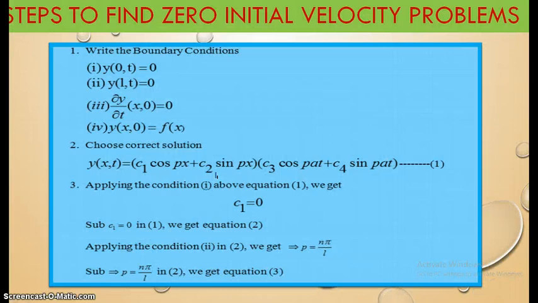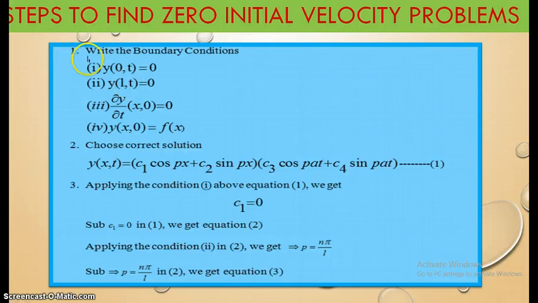So next we shall go through the steps to solve the one-dimensional wave equation with zero initial velocity. Be careful here, the wording is very important. We have 2 types: one is zero initial velocity, the next is non-zero initial velocity. So be careful about that. The boundary conditions must change between zero and non-zero initial velocity. First we shall go through zero initial velocity. These are the following procedures. I will explain them elaborately during the problem.